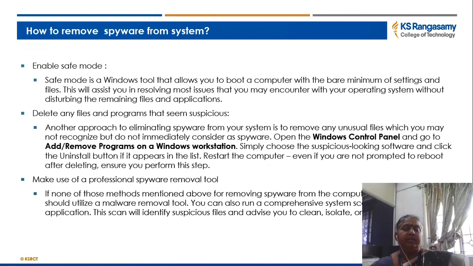Next one is to make use of a professional spyware removal tool. If none of the methods mentioned above for removing spyware from the computer have worked, you can utilize a malware removal tool. You can run a comprehensive system scan with an antivirus application. This scan will identify suspicious files and advise you to clean, isolate, or remove them.